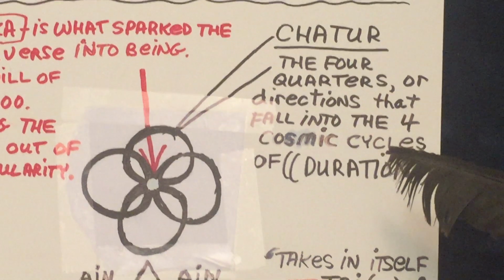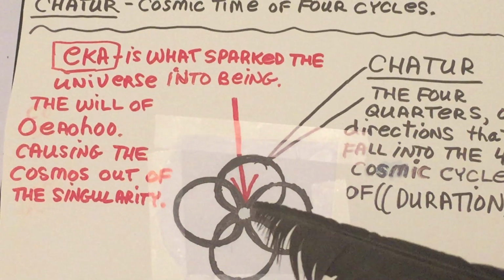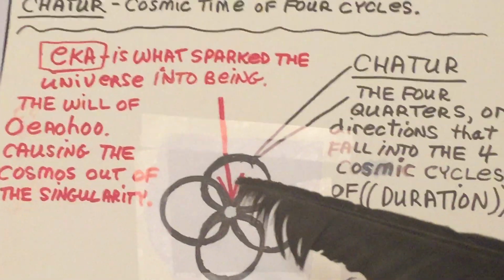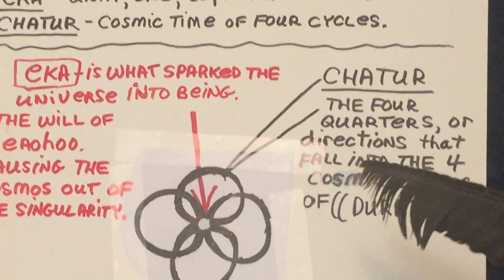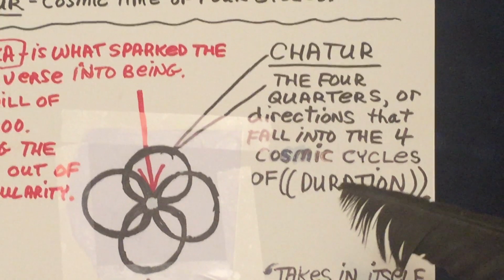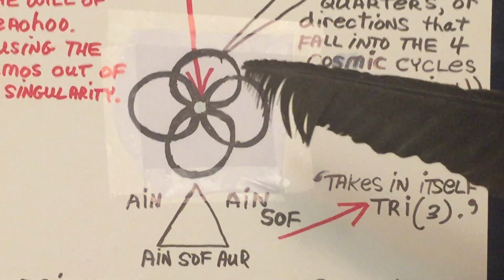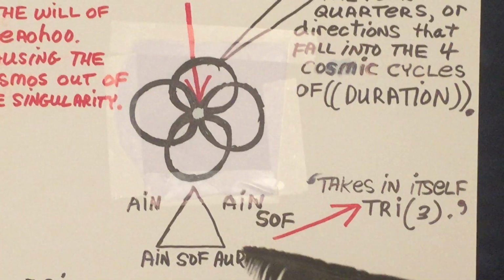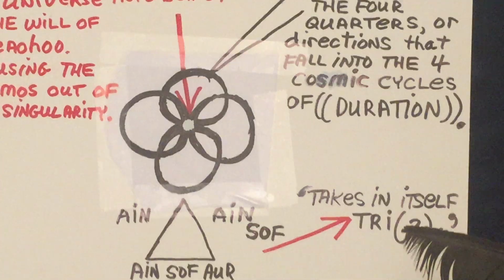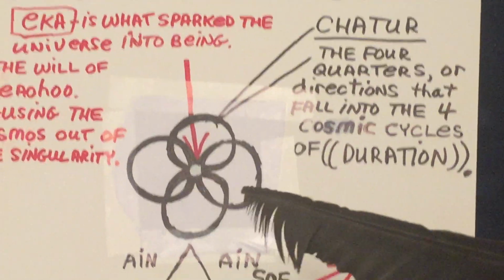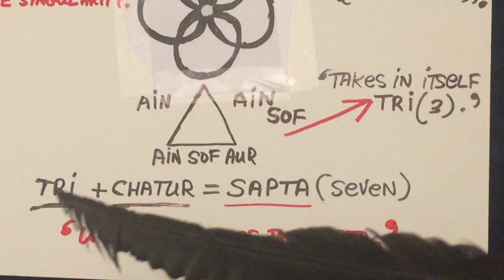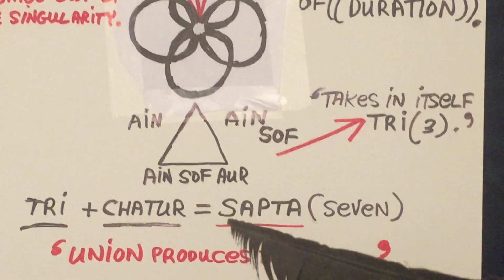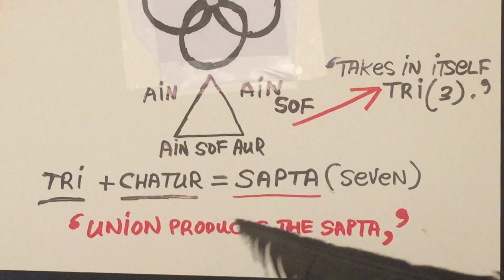A cosmic cycle is in billions and billions of years. And the four of them here interlinked are like a spiral, and they spiral together upward. And this is what created the four quarters and the four directions: these four cosmic cycles moving in unison. Now this is where the Ein Sof takes in itself the triad of three. The four of the cosmic directions takes in the three. And so the Tri, which is three, and the Chatur, which is four cosmic cycles, creates the Septa, which is seven. The union produces the Septa.